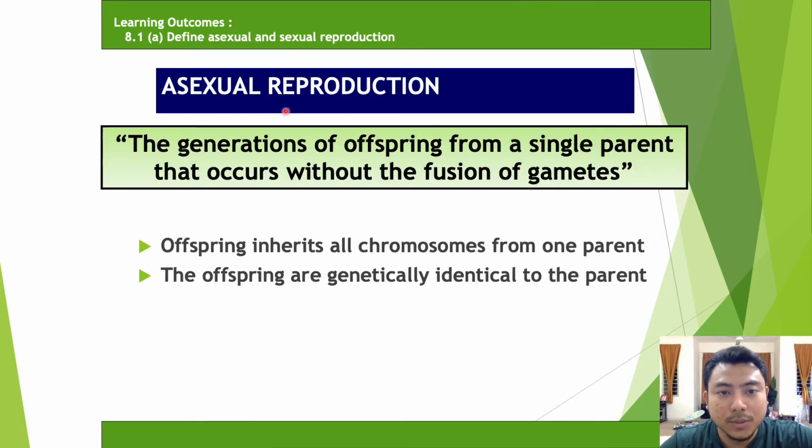So asexual reproduction is the generation of offspring from a single parent that occurs without the fusion of gametes. That means there is no sperm involved, there is no ovum involved, only one single parent. So the offspring inherits all chromosomes from one parent, and the offspring are genetically identical to the parent, meaning that the offspring is exactly the same as the parent. No variations, no diversity at all.